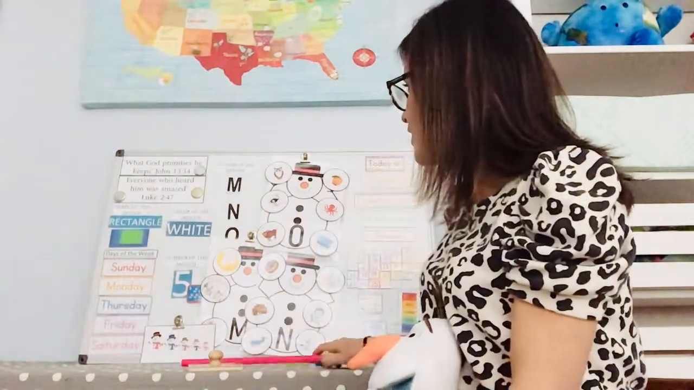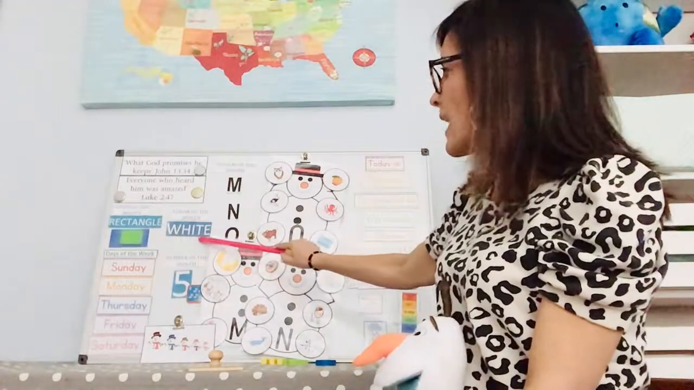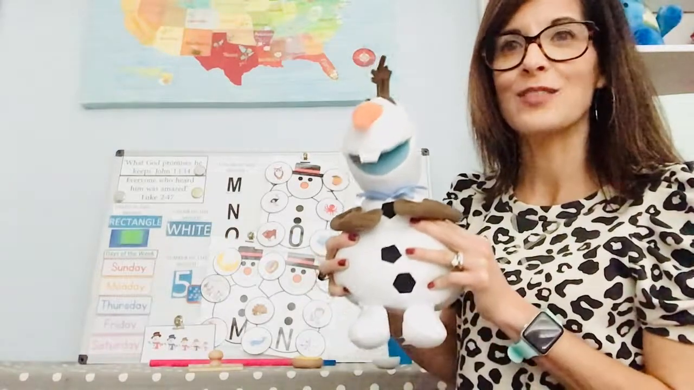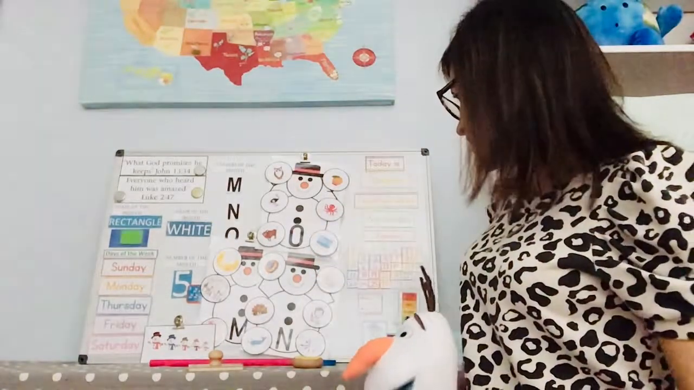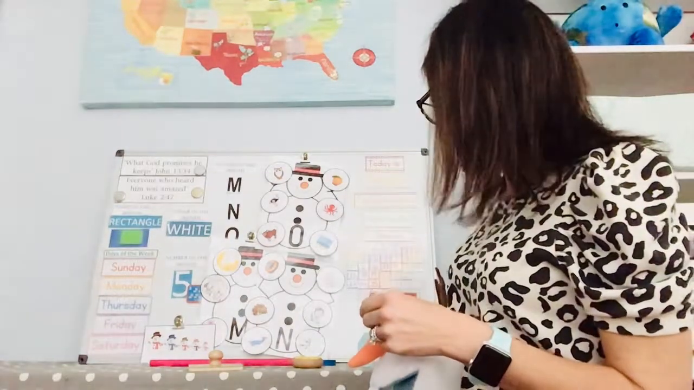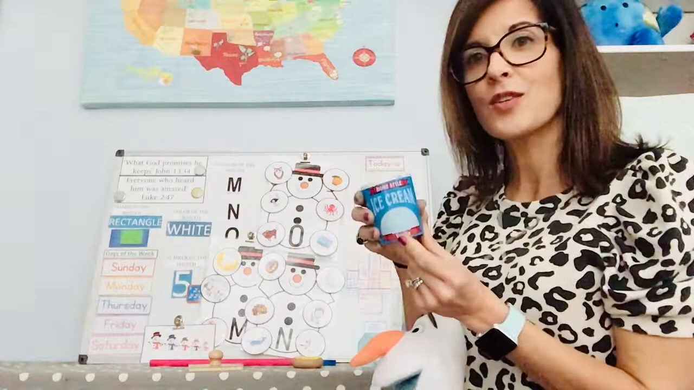And the color of the month is white. And you remember what color Olaf was? That's right, he is white. And a few things that we showed you. Milk is white. And I have some vanilla ice cream is white.